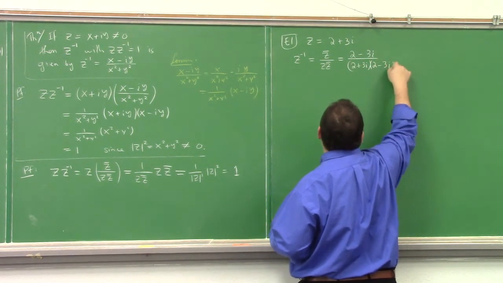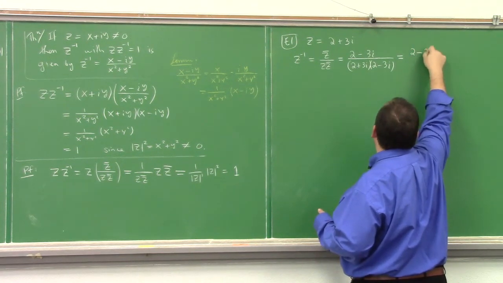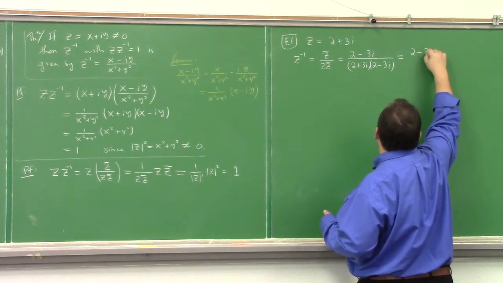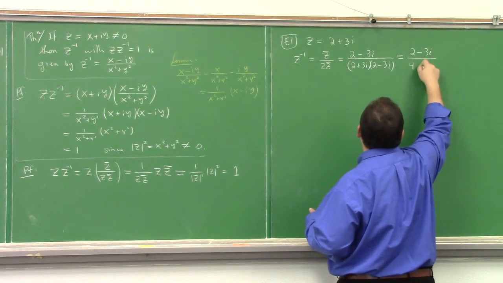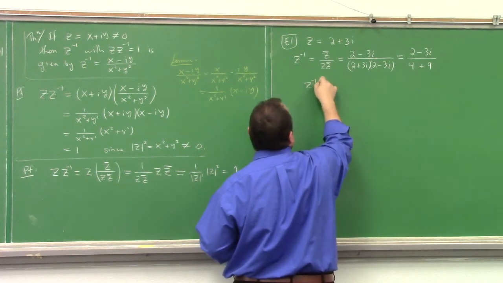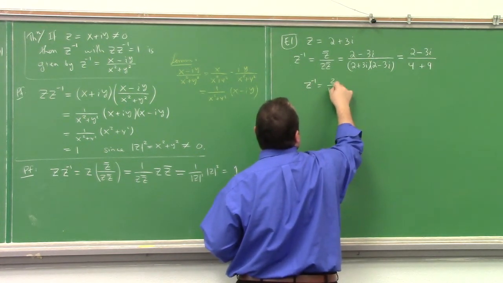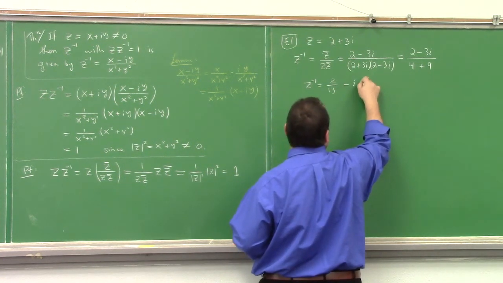I mean, I don't really need to write it out. I should know after a bit that that's 2 minus 3i divided by length squared. So length squared is 4 plus 9. In other words, z inverse is 2/13 minus i times 3/13. Fine.